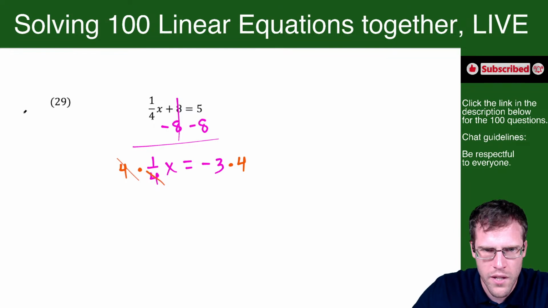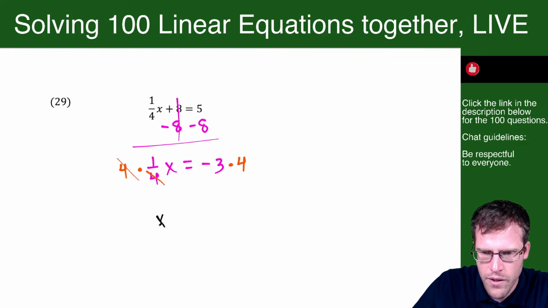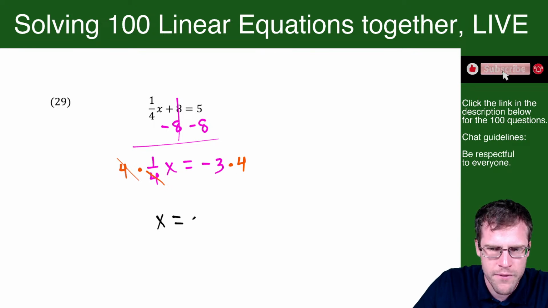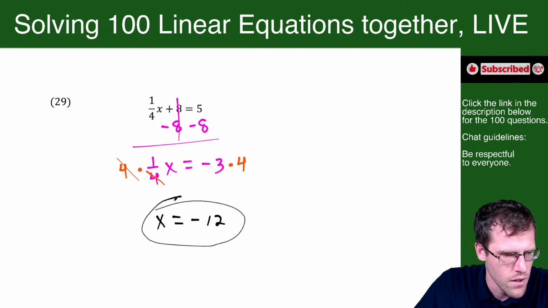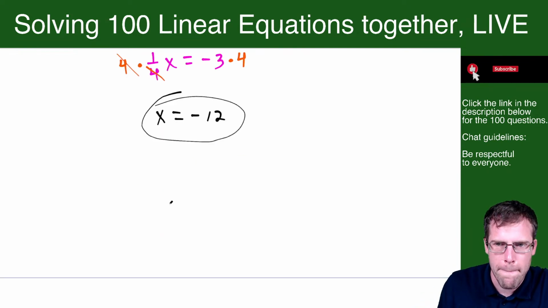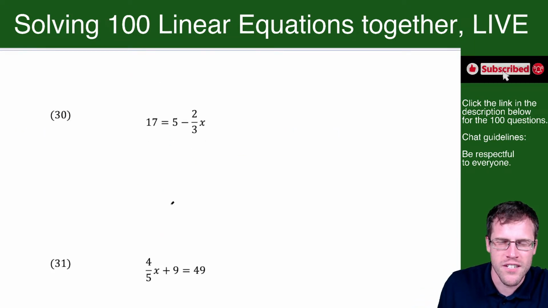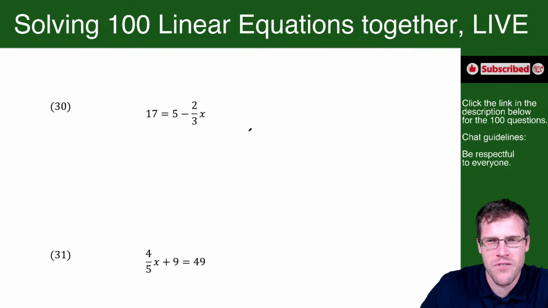Okay, 4 over 4 cancels, and we'll have x equals negative 3 times 4 is negative 12. Okay, so 29 should be negative 12. Okay, question 30. So we are 3/10 of the way there.